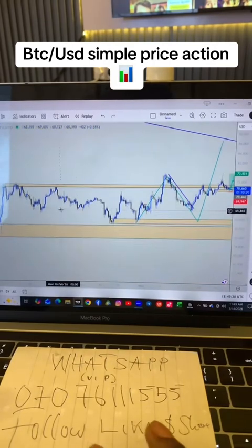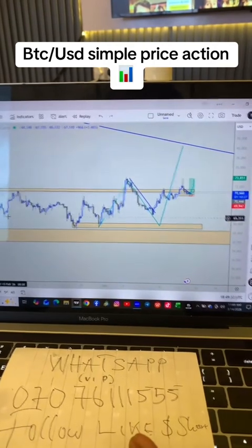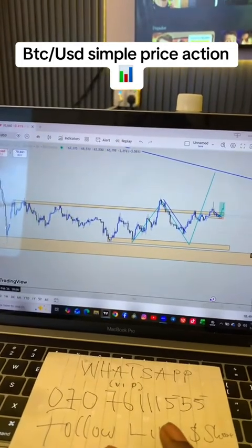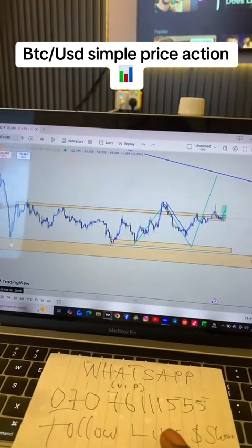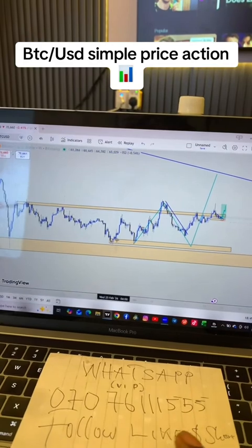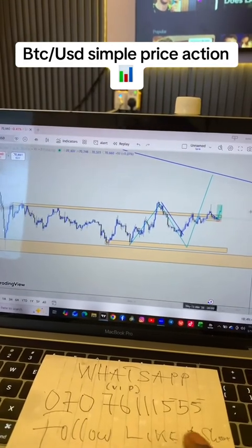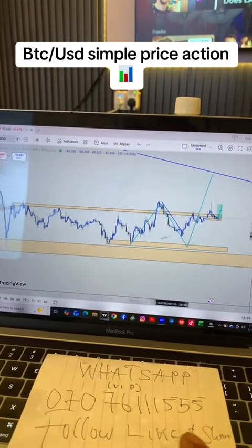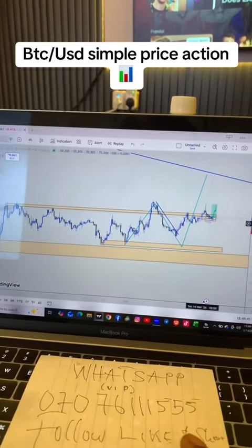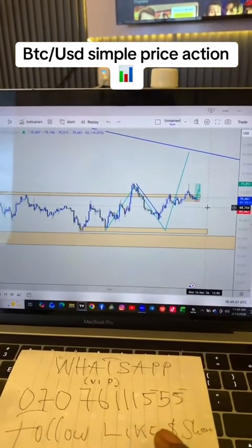We have a ranging market. For a very long time we have been in a ranging market. From here to here we have the support zone and resistance zone. The market has been accumulating. This is called consolidating, you can call it anything, but it's ranging. So that's the main thing about it.